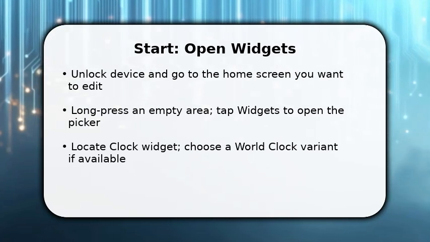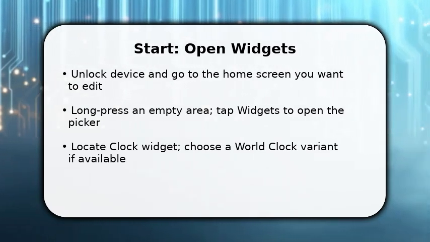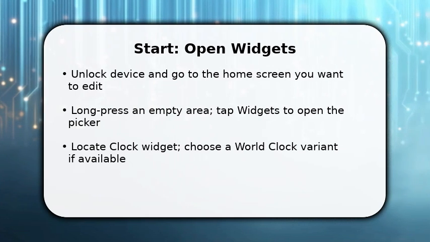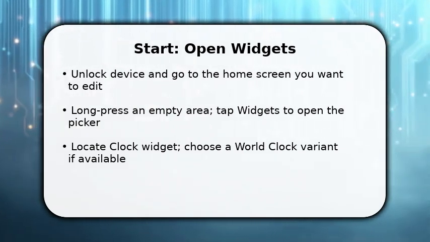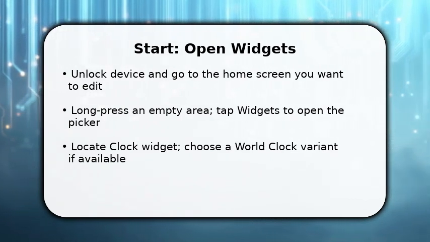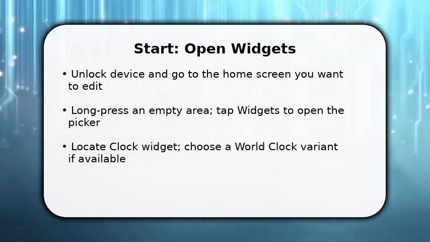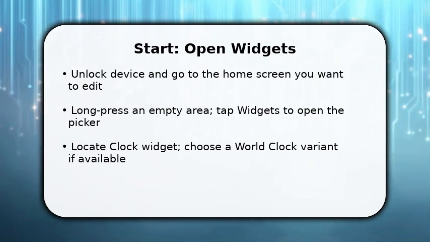Enjoy the video. You're starting on the home screen you want to use. Long press a blank area, then tap Widgets to open the widget picker. Scroll to Clock and look for a World Clock option. Some launchers list multiple sizes. Tap and hold the World Clock widget to lift it, then drag it onto the target home page.